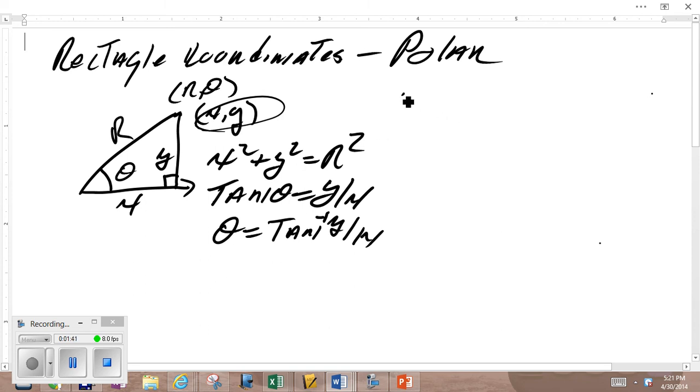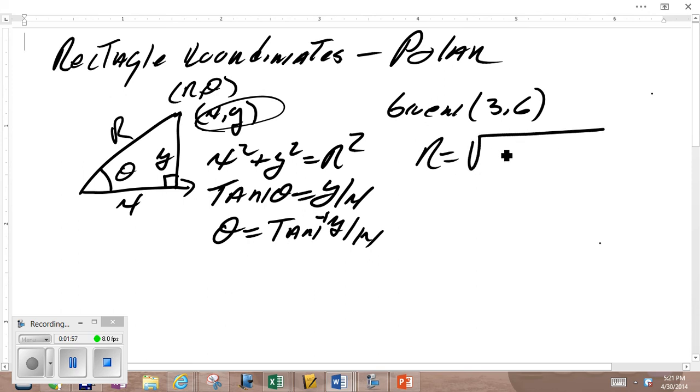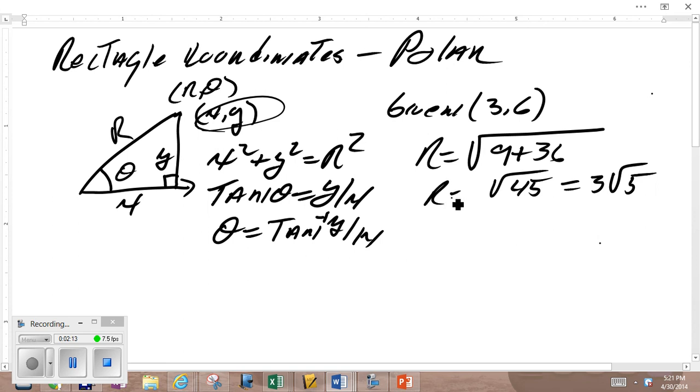For instance, given the point (3, 6), that's assumed to be in x and y coordinates, convert to polar. Well, simple. r is the square root of x squared plus y squared, so it's 9 plus 36, otherwise known as root 45. So I guess we'll rationalize that, or just clean that up to 3 root 5. Okay, that's r. What's theta?